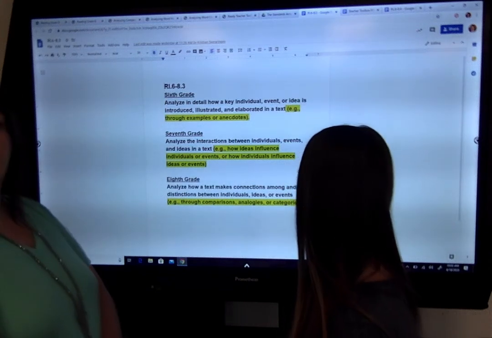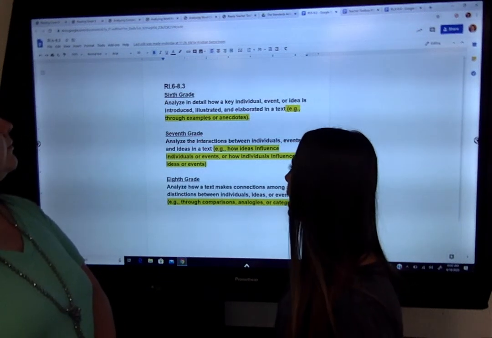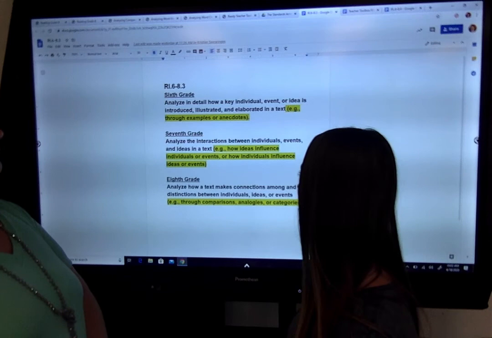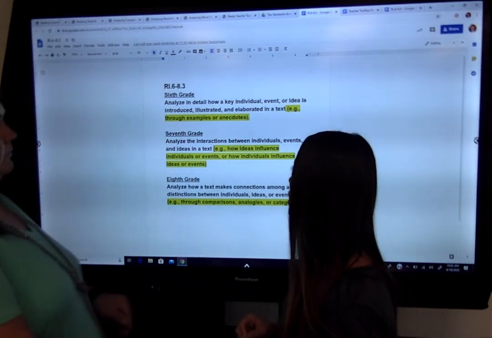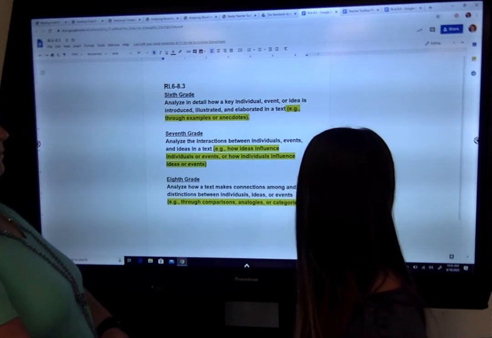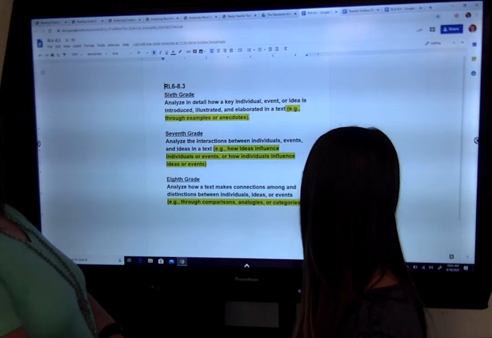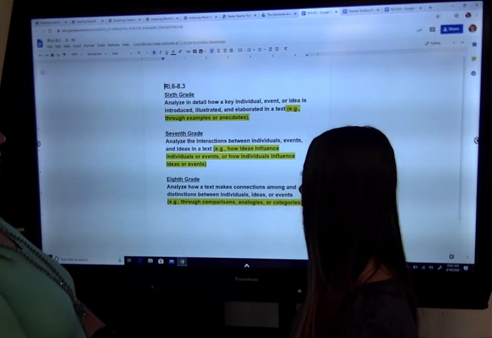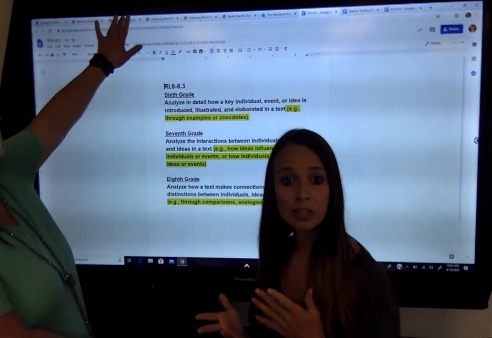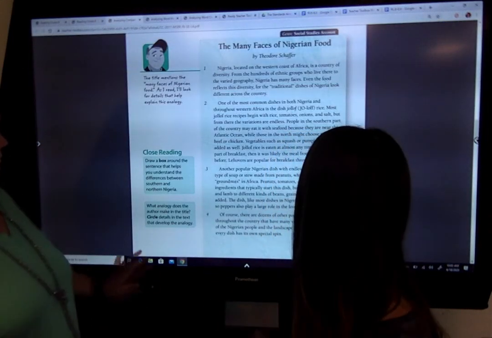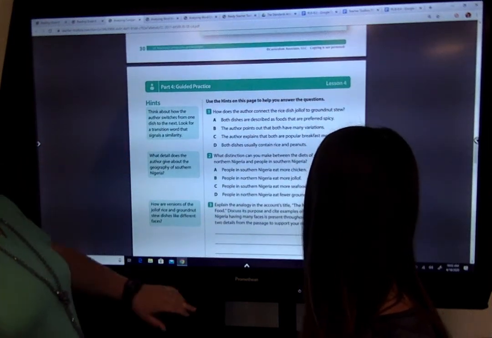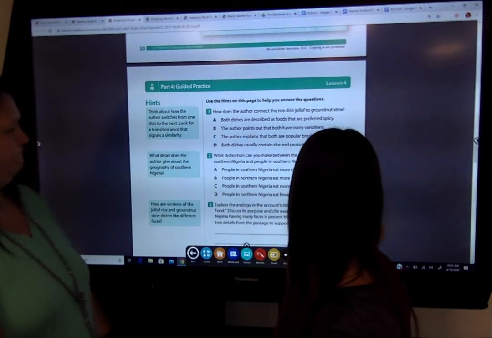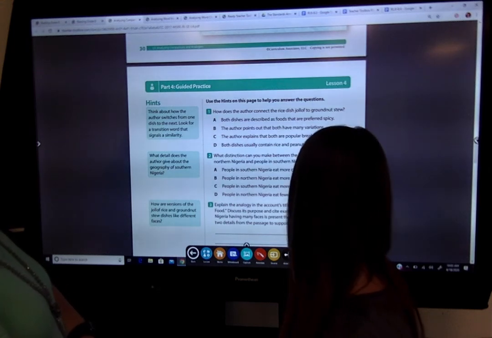Now, 7th grade is very similar. Analyze the interactions between individuals, events, and ideas in a text. Now, this is the difference. You have to see how the ideas influence individuals or events, or how individuals influence ideas or events. So you have to be able to make the connection between the events and the people. So we're going to be looking at the questions from the Nigeria story. So let's look at question number 1.